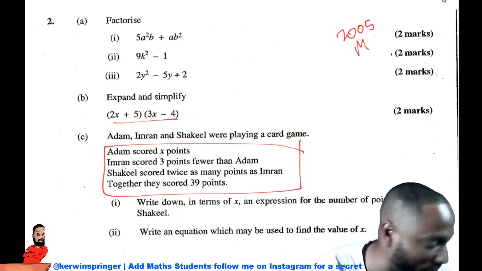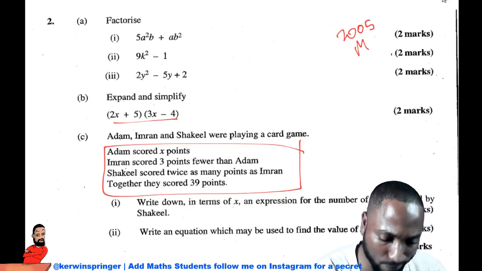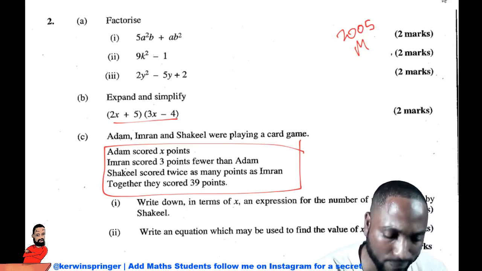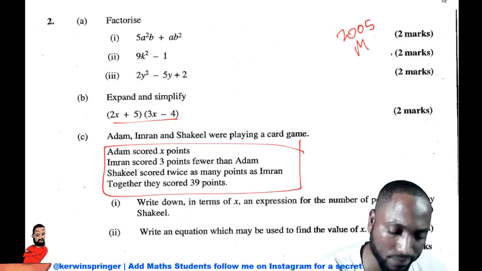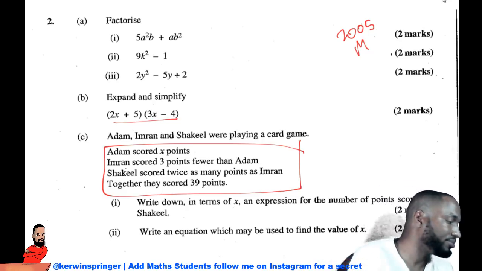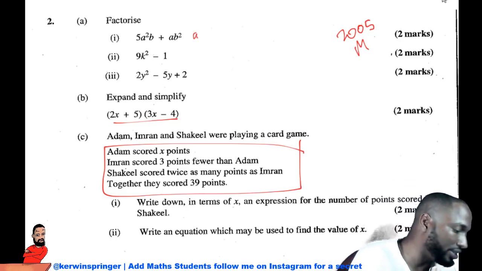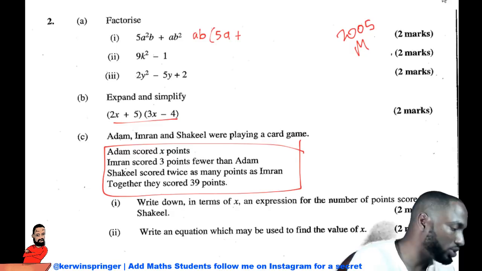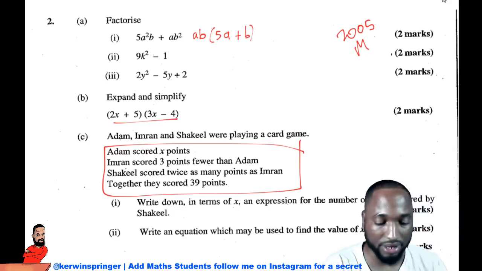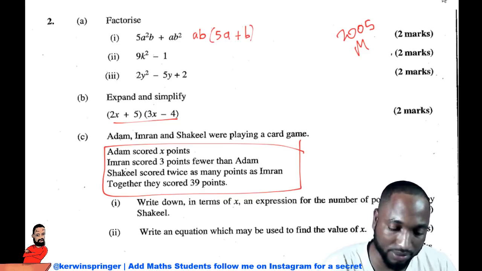First one is correct. Very good. All right, go on to the next one. So we look for common terms here. We get A and B. Then you look for what's missing: 5A plus B. And then you stop writing. Next one.